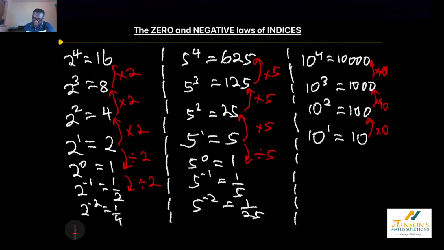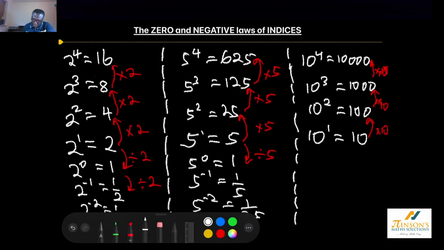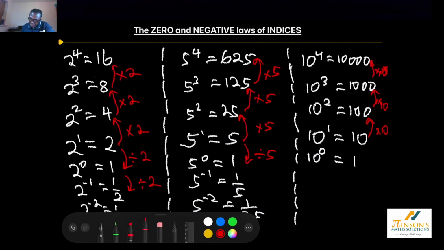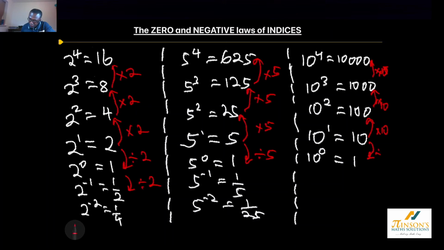Now what that actually means is, if we go in the opposite direction, that will help us to work out 10 to the power of 0, which is going to be 1, because we're going to have 10 divided by itself, since we are going in the opposite direction. So 10 divided by 10, and that is 1.